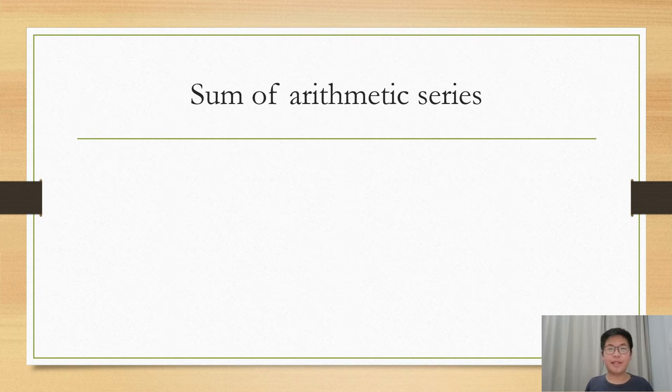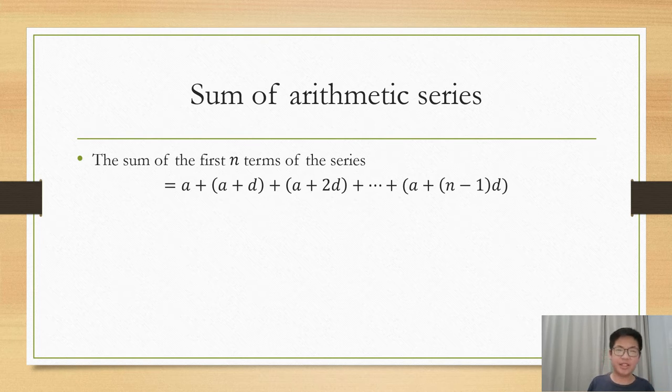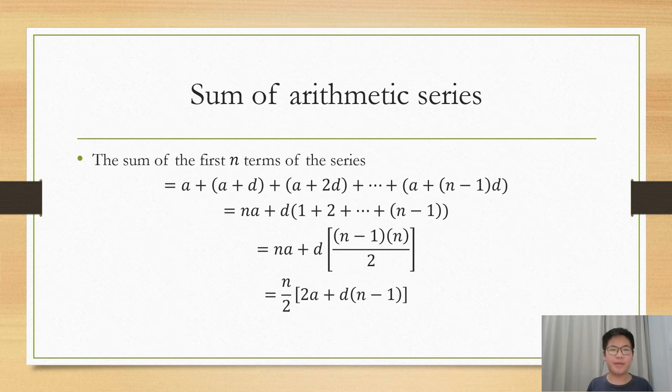So the sum of an arithmetic series, the sum of the first n terms of the series. Well, this calls for the deriving formula snippet. Okay, so we just sum this, and then we put all the n a's together, and then we put all the d's together, then we use the linear formula, and then we take n over 2 out from the expression.